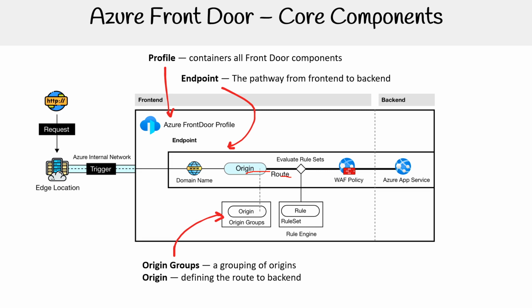Then you have a route. The route is where you can apply your rules and rule sets to determine more routing things. Then we have the ability to have a WAF policy before it reaches the backend. And so hopefully that makes it a little bit more clear.